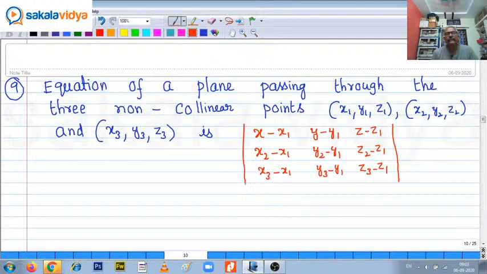Determinant equal to 0. So now we can notice that in order to find out the equation of a plane, we need 3 independent geometrical conditions.